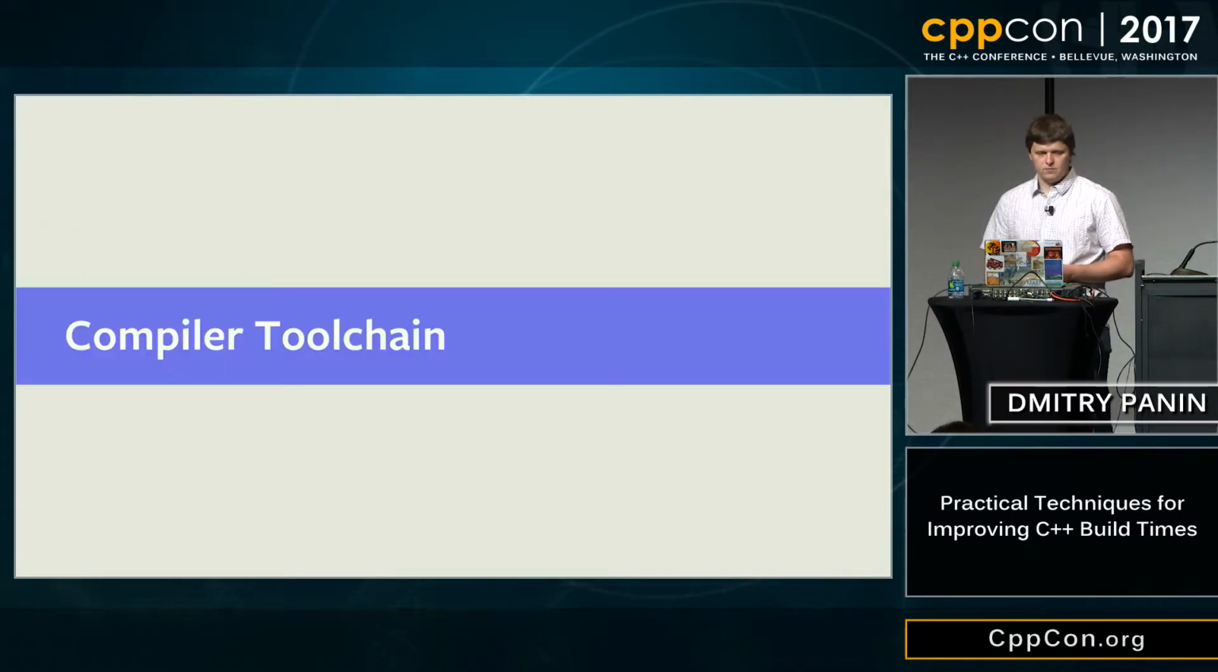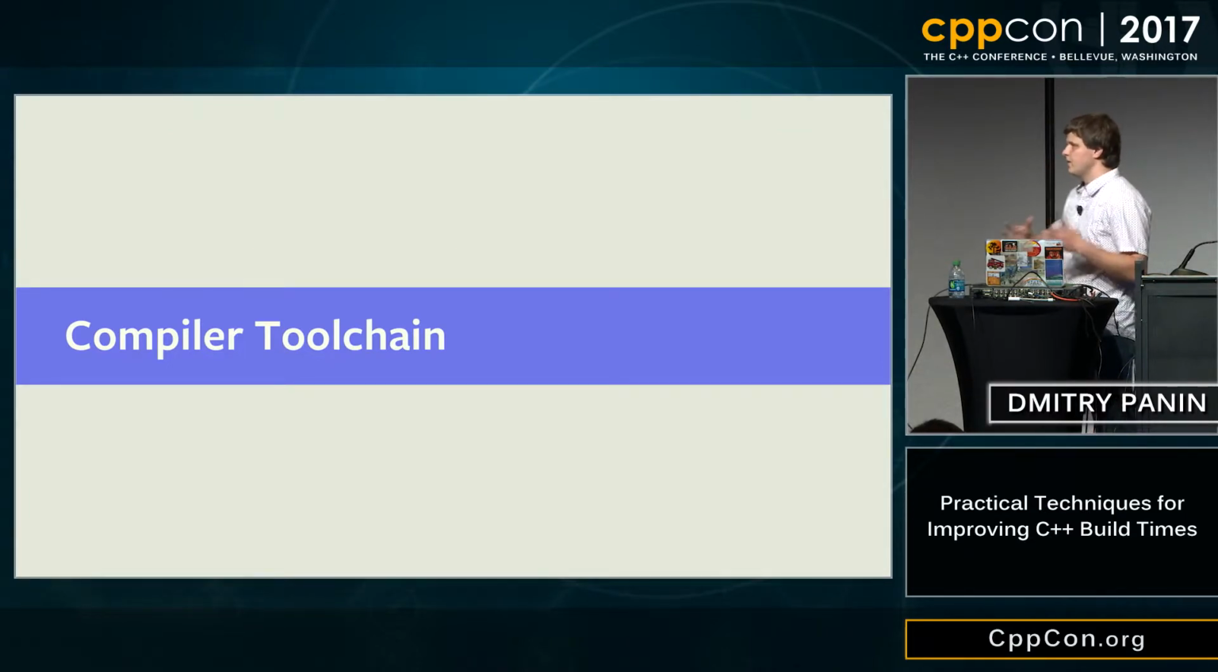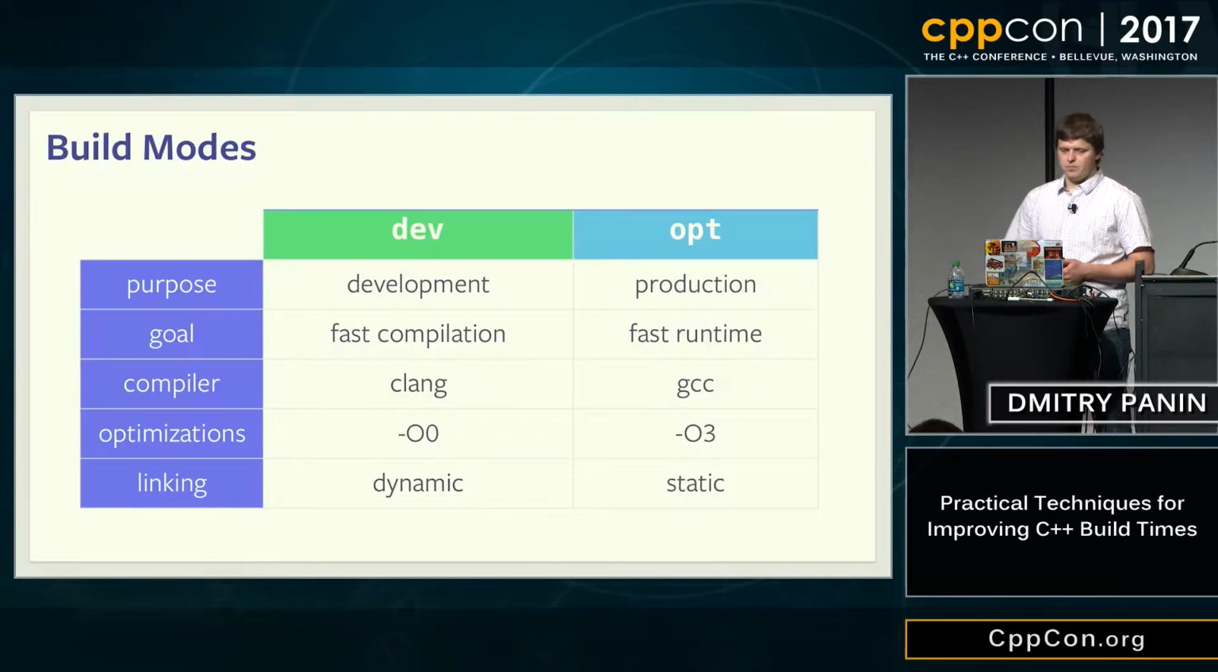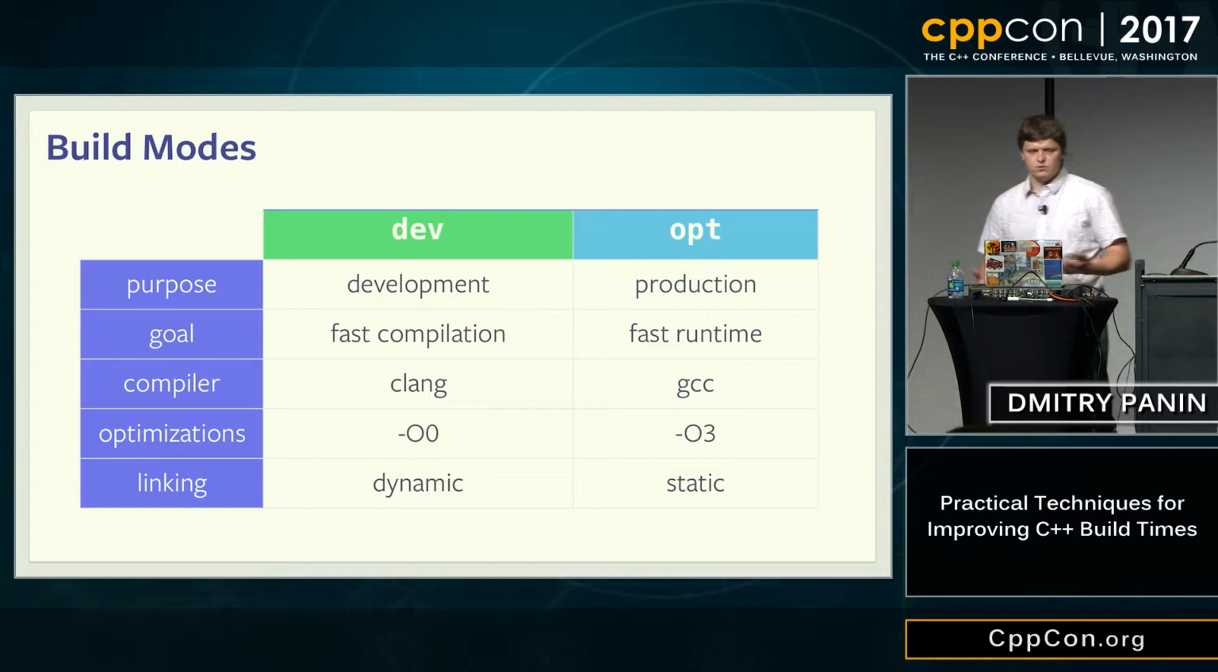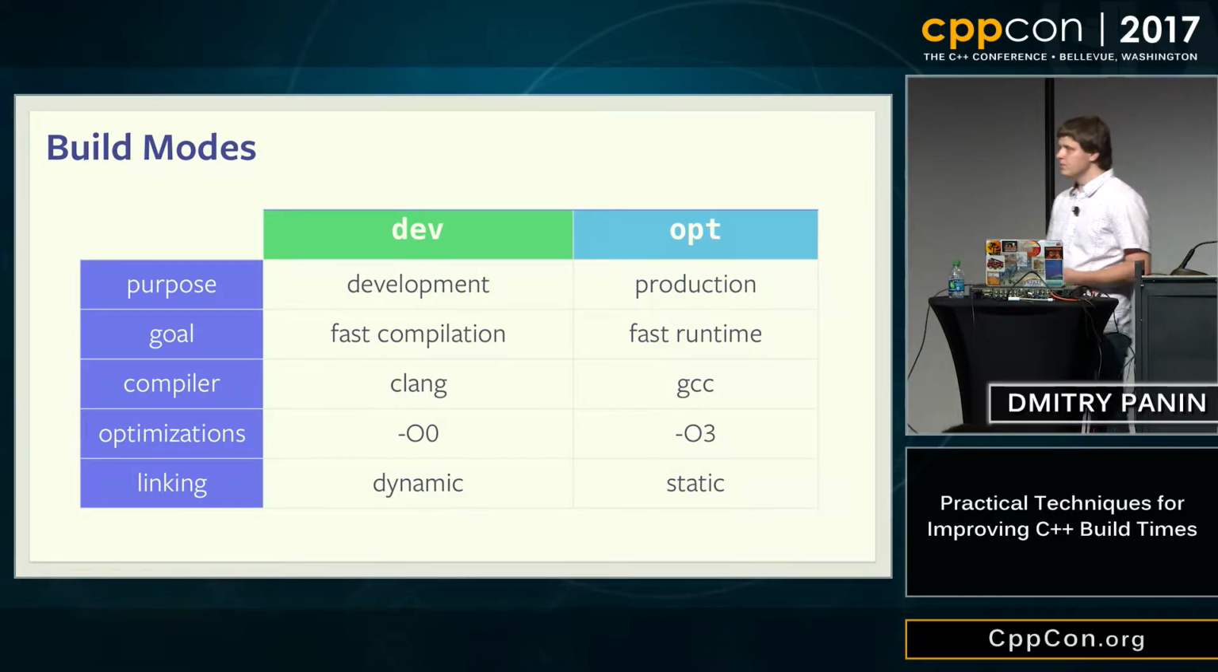All right, so let's talk about the compiler. So we talked about infrastructure. Now let's go a little bit deeper, and let's talk about build modes. The build modes are the thing we use to distinguish different purposes. We mainly use two build modes, dev and opt. One is for development, and another is for deploying to production. Naturally, they are optimized for fast compilation versus fast runtime.